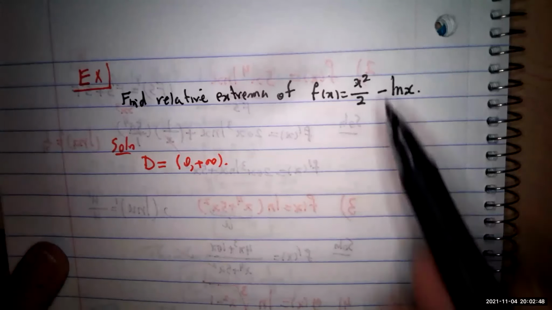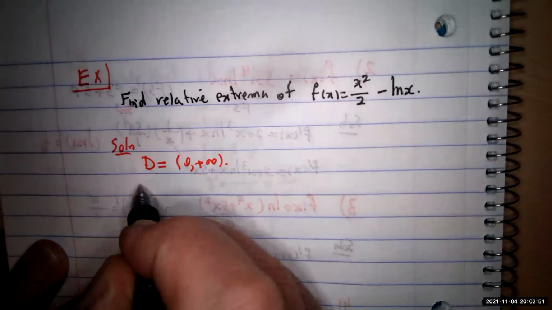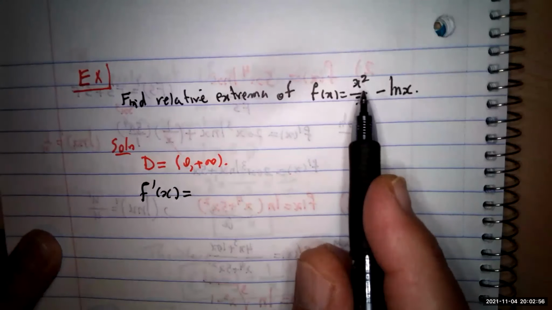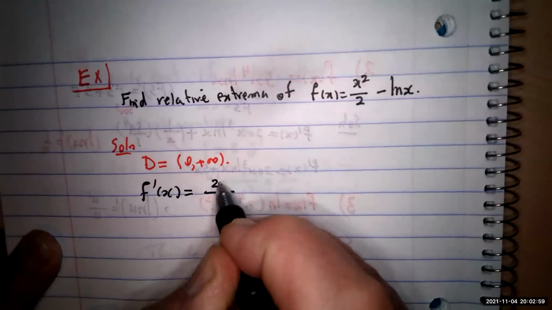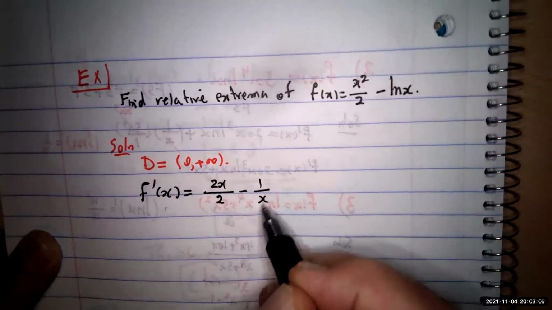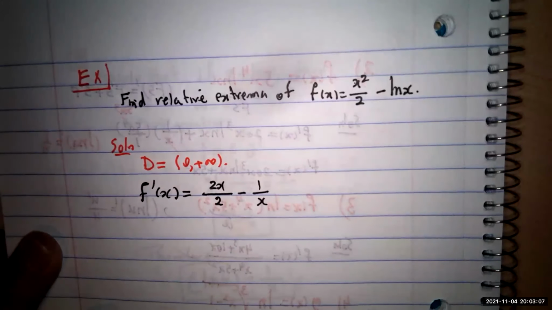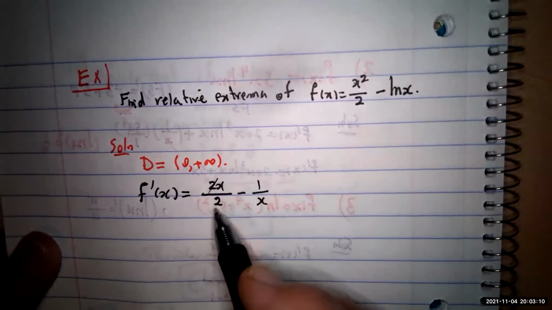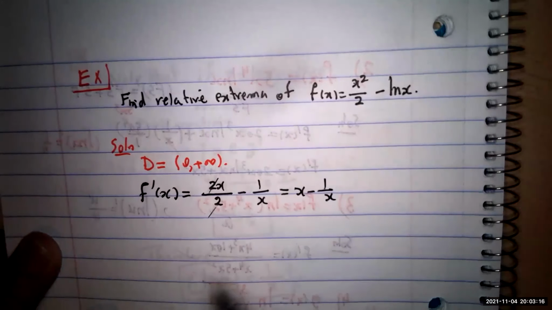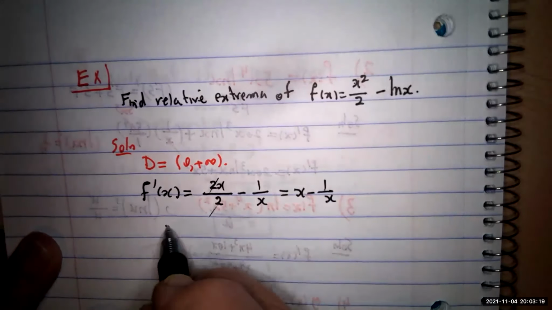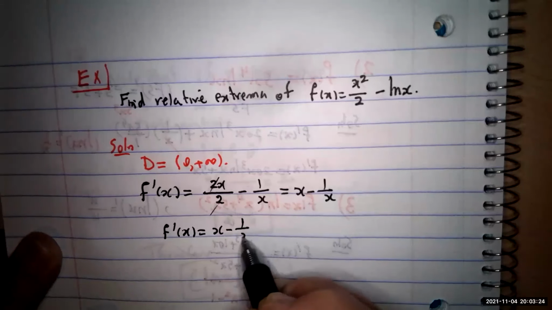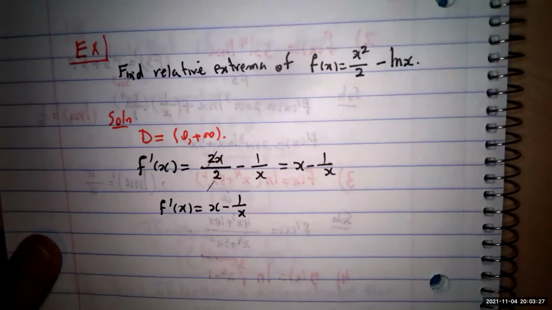So differentiate. F prime of x is going to be equal to, 2 is just a constant, so the derivative of x squared is 2x, over 2, minus the derivative of the ln function, which is 1 over x. Okay, the derivative of x squared is 2x. Now the 2 and 2 cancel out. So this would be x minus 1 over x. That is going to be the f prime. So f prime of x is equal to x minus 1 over x. Any question? That's the f prime.